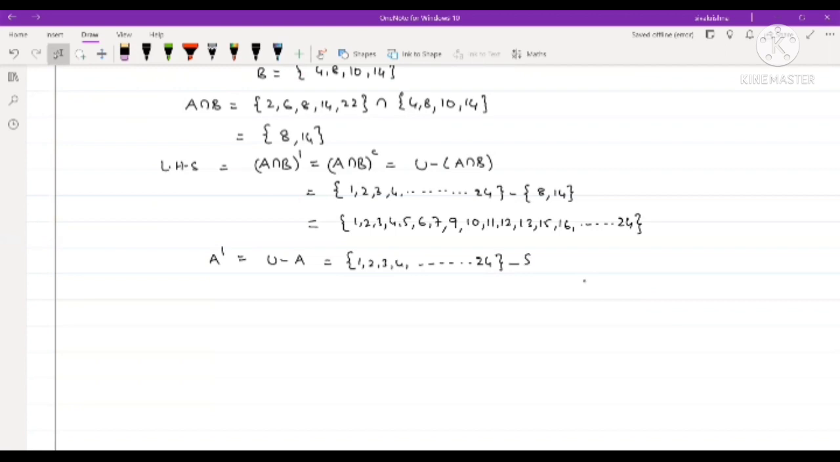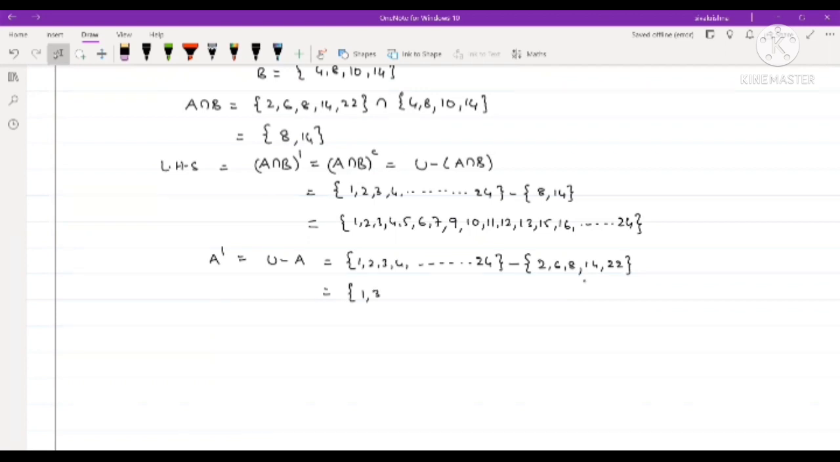Minus the set A, which is 2, 6, 8, 14, 22. These are the elements we have in set A. Whenever you subtract A from U, we get 1, and since 2 is in A, we need not write 2.